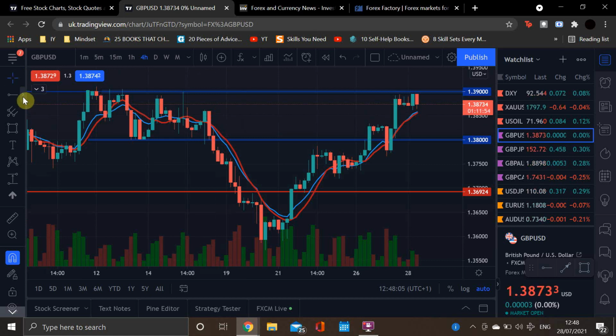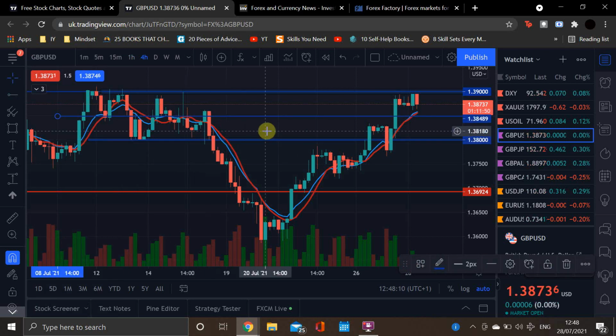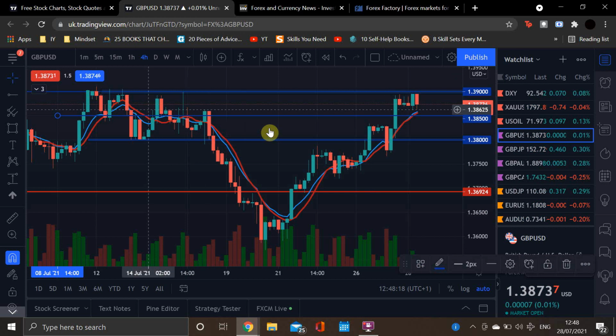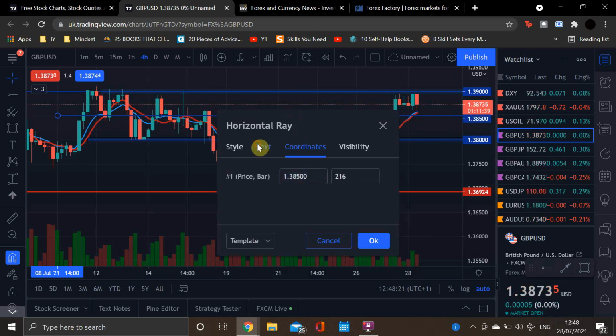Let's put another horizontal right here. One more. 85, because that's a midpoint between those two. Maybe I'll make it thinner.